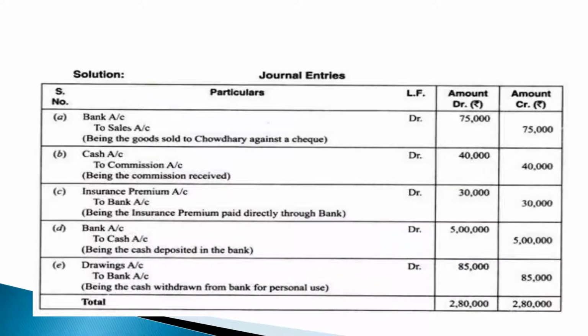First point is goods sold to John for $75,000 and payment received through check. In this point, goods are sold to John for $75,000 and payment is received through check. That is why we will mention bank account. So in this question, the entry will be bank account debit to sales account, that is $75,000. The reason behind debiting bank account is because bank account is a real account and debit what comes in is the rule for real account.